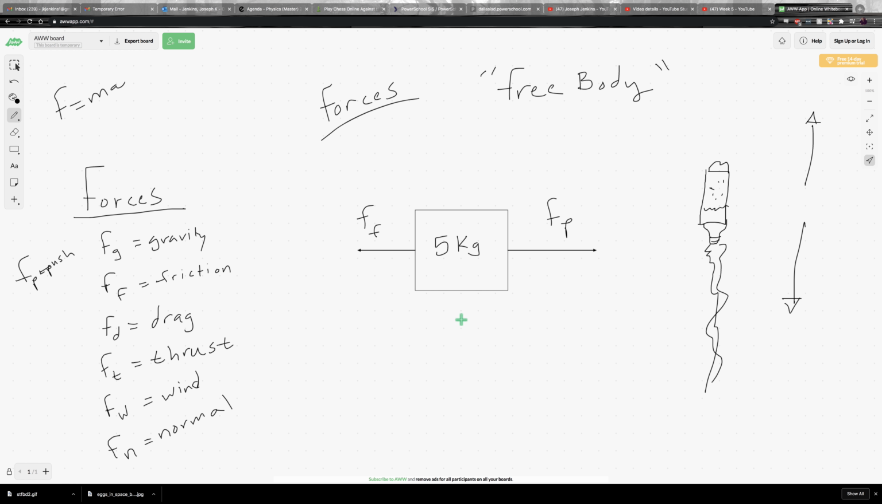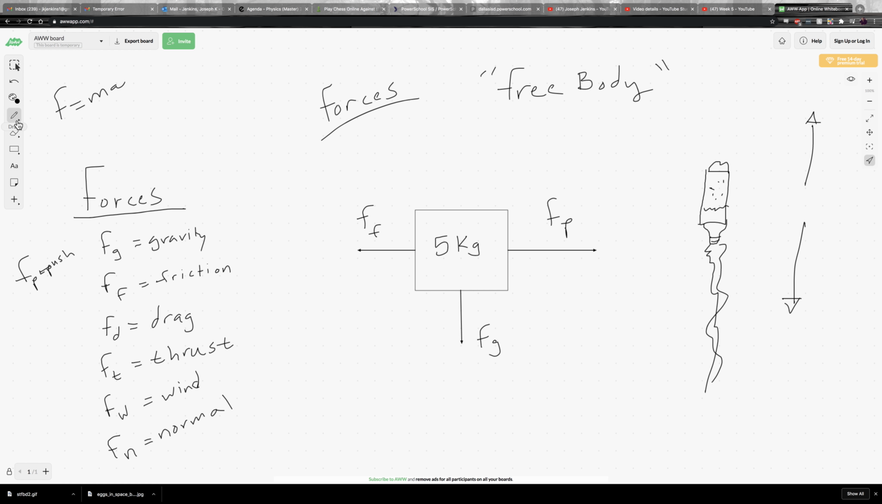What about up and down? Well, down, you should already know that I have my gravitational attraction between the box and the earth, right? This is also called something else. It's called the weight of the box, right? So the weight of the box is pulling down, right? And we can call that F sub g, gravity, or we can call it weight. The weight of it, the force of gravity, whatever.